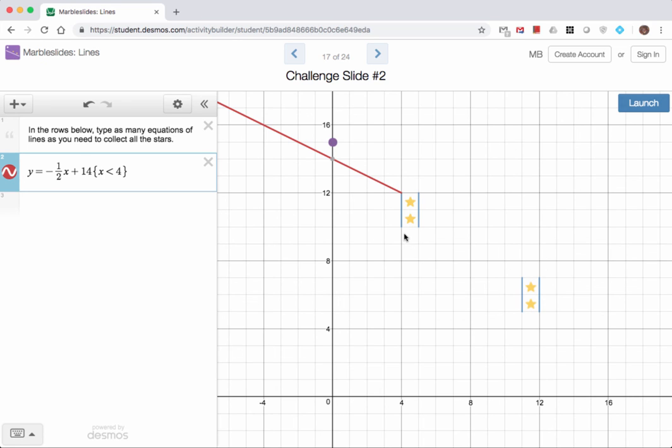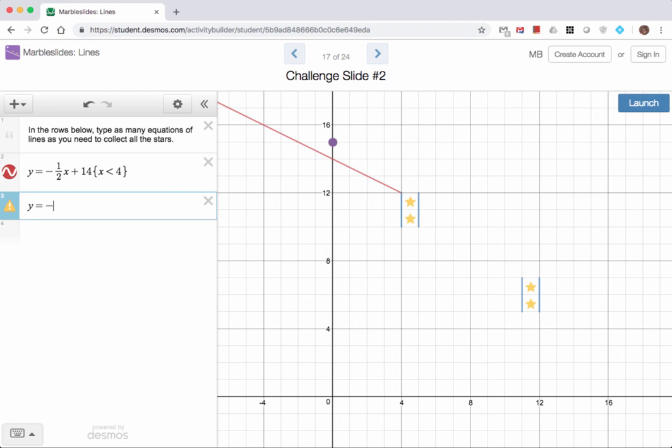Now I've got to go catch these. So I need to do the same thing. I need to make a line that goes from here over to that chute. So this time, if you take a look at it, notice that I'm going to start again 1 down. I'm going to go down 1, 2, and then I'm going to go over 1, 2, 3, 4, 5, 6, 7. So that means my slope there would be negative 2/7.